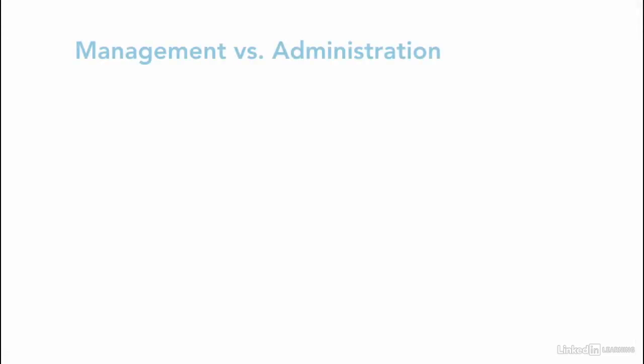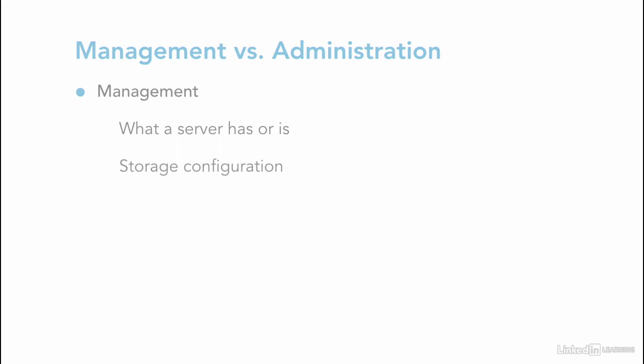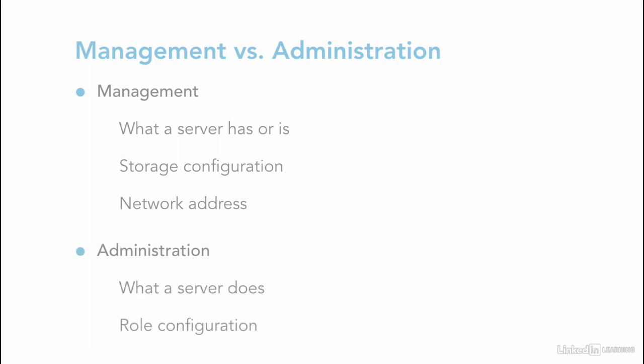Now, I've been using the terms management and administration, and I want to make sure that we're all on the same page as to what these words mean. Management usually refers to the things that you can configure about what a server is or what it has. Administration refers to configuration of what a server does. You would manage things like disk configuration or network addresses. You would administer things like DNS or Active Directory, other server roles.